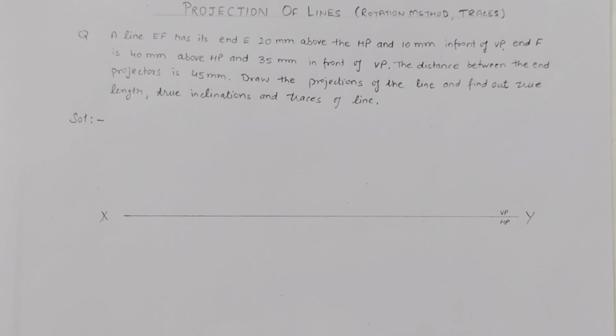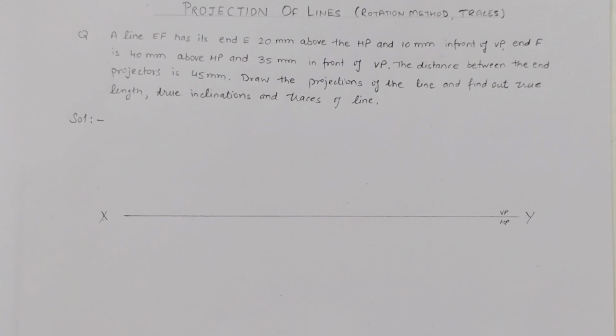Hello everyone. Today we will start with projection of lines using the rotation method. In this question we will find the traces of a line. First of all, draw the XY axis, that is the intersection of the vertical plane and the horizontal plane. So we can say this question is in the first quadrant. We will mark the vertical plane above XY and the horizontal plane below XY.